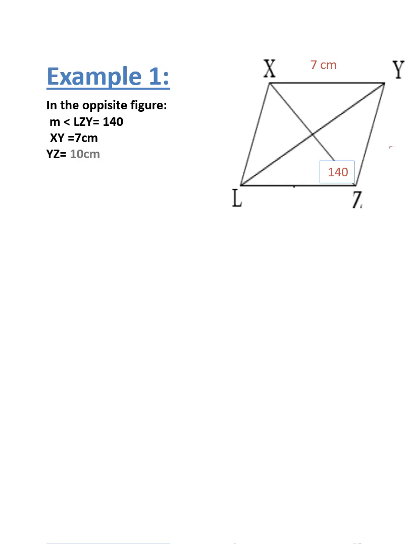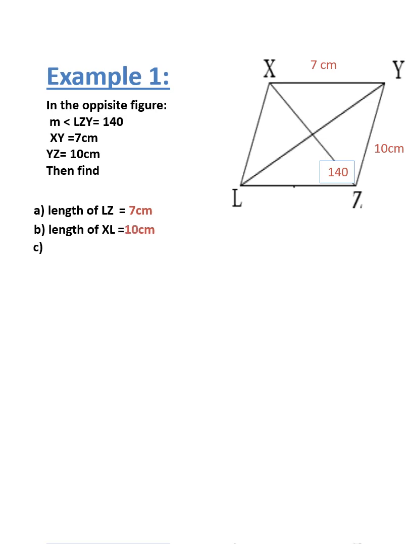Then YZ equals 10 centimeters. We write YZ equals 10 centimeters. Then let's solve it by using the previous data. The length of LZ equals XY equals 7 centimeters because they are opposite sides. The length of XL equals the length of YZ equals 10 centimeters.